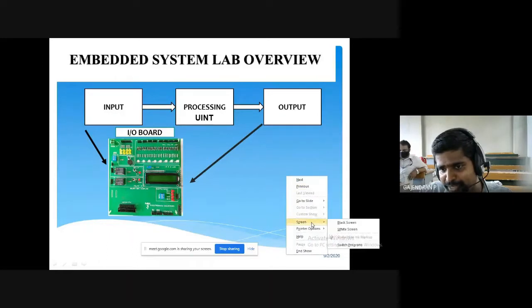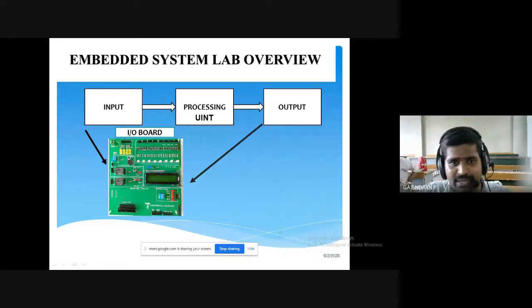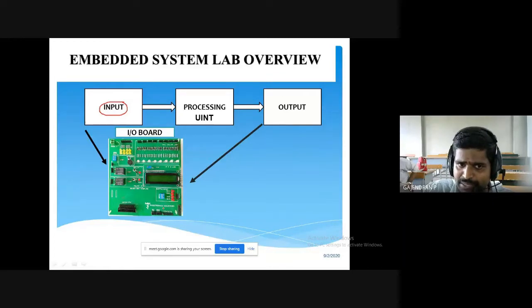Can anyone type what are all the input and output devices available in this IO board? You may have seen it long back. Let me check how many of you can recollect. First, you tell me a few input elements available in this IO board. Can anyone type it in the chat box? What are all the input components available in this IO board?